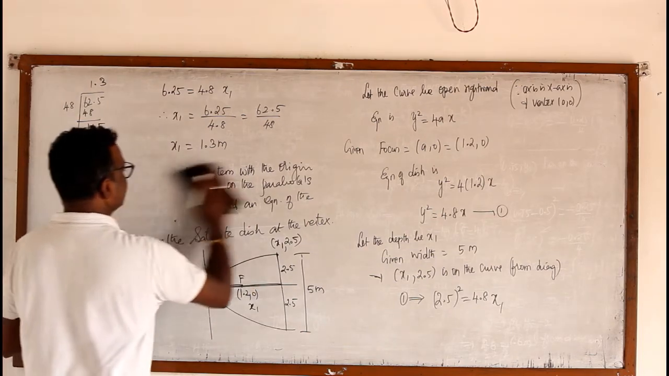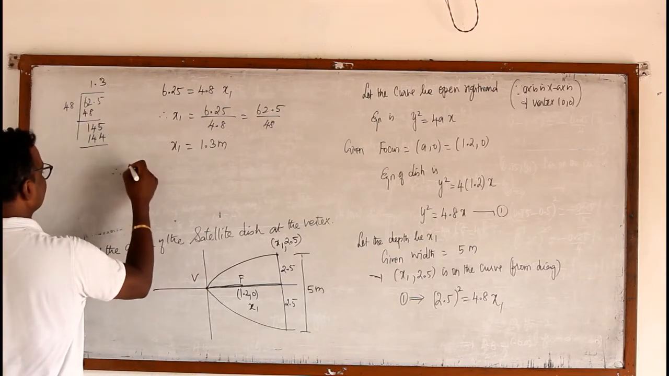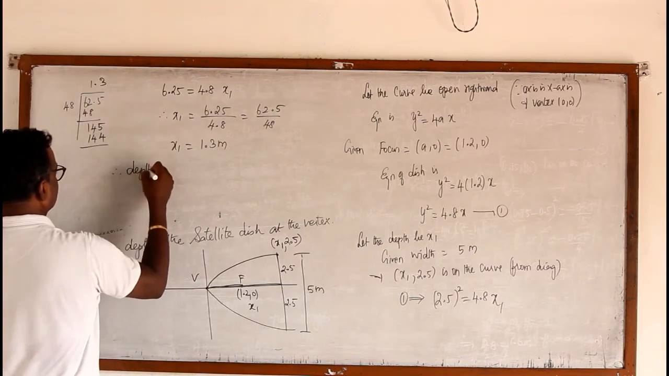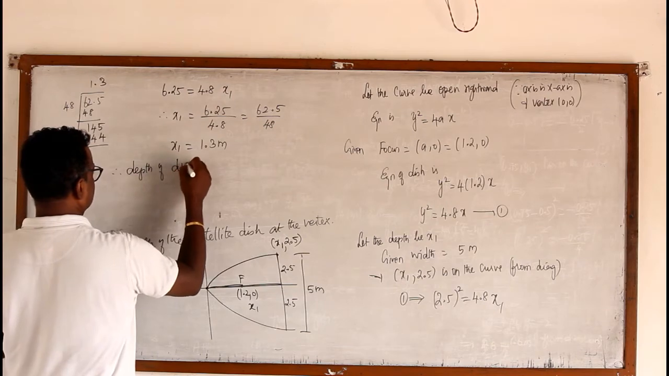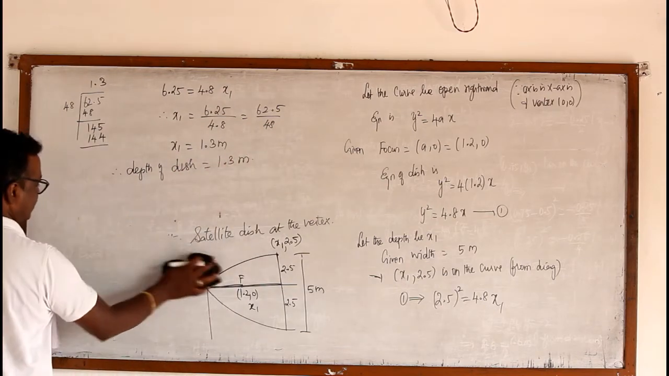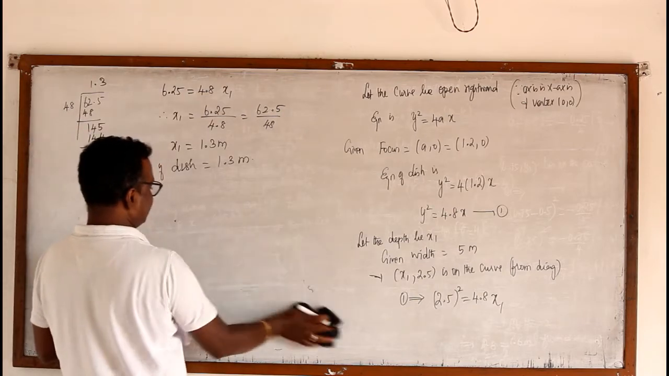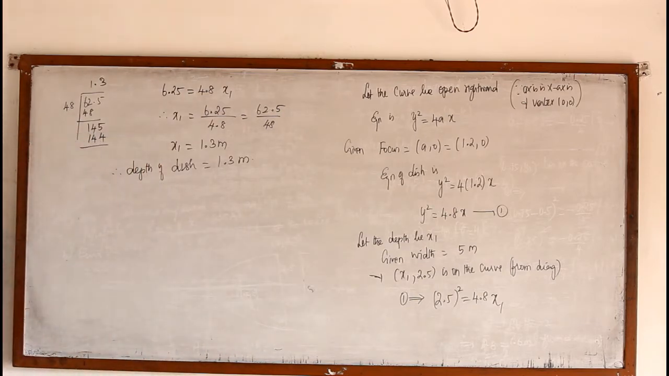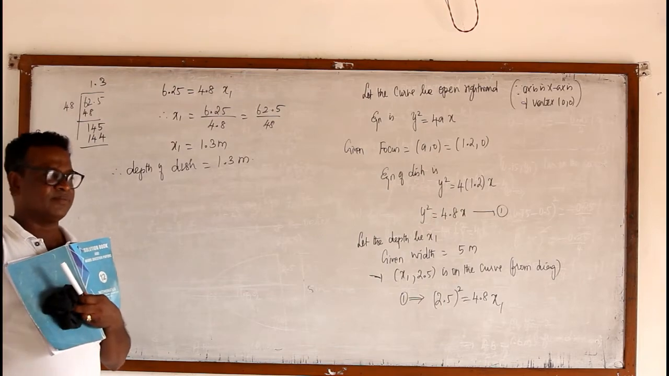Therefore, we can say the depth of the dish is 1.3 meter. This problem is over. They are just asking us to find out the depth, and the depth is 1.3 meter.